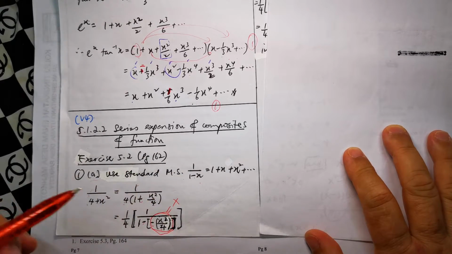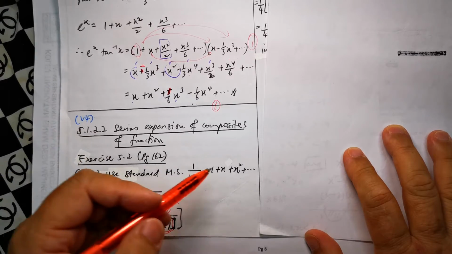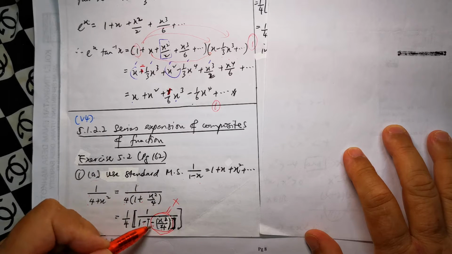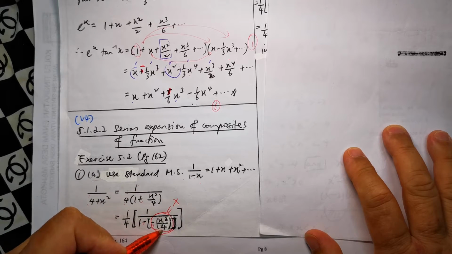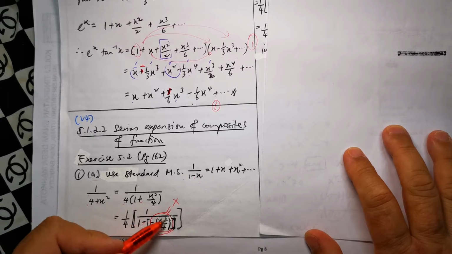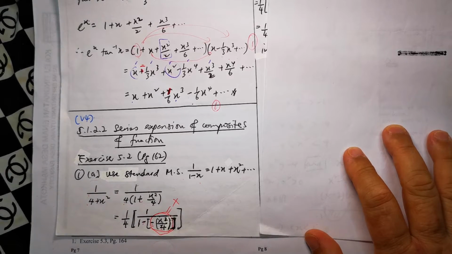Now, to use this standard Maclaurin series, very simple. You just sub all the x in this standard Maclaurin series with negative x squared over 4. Because it's 1 minus x, so this whole thing is your x. So all the x here, you sub by these terms only. Just do like that.